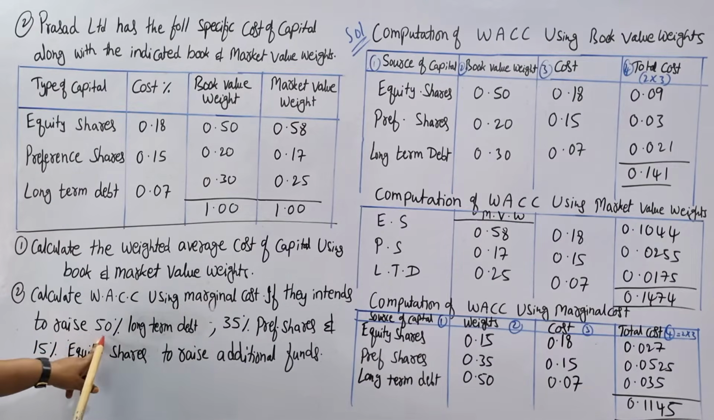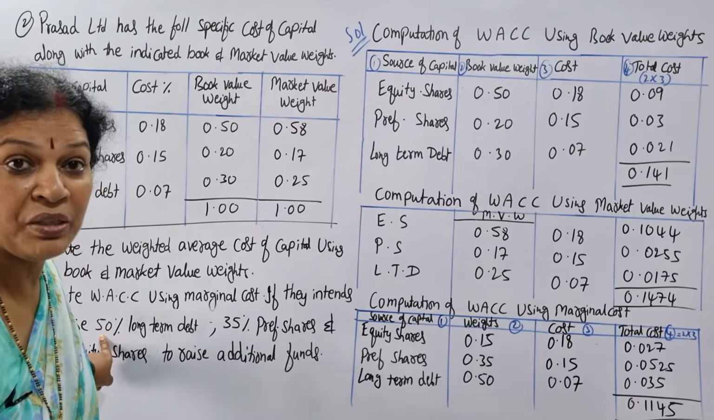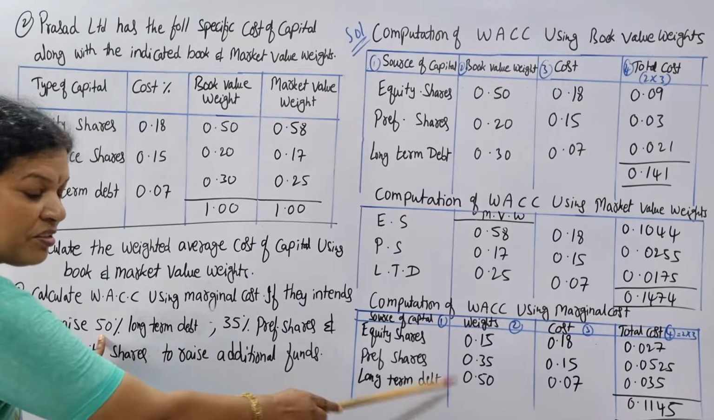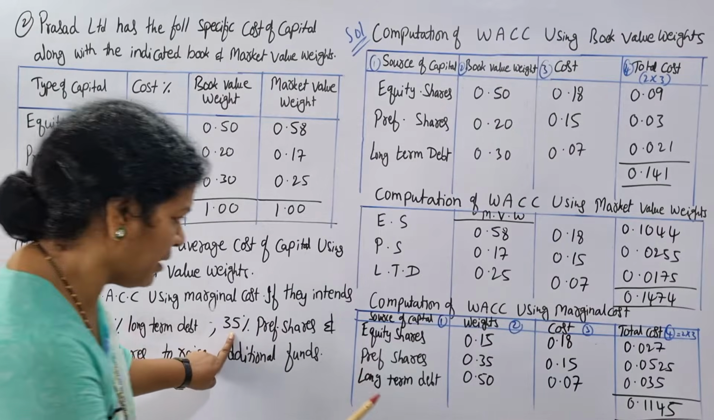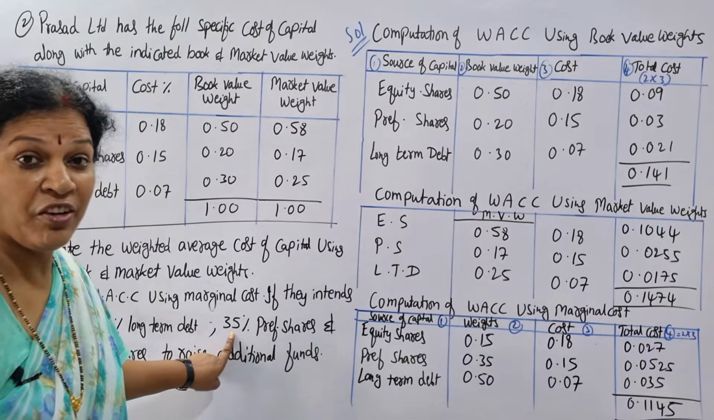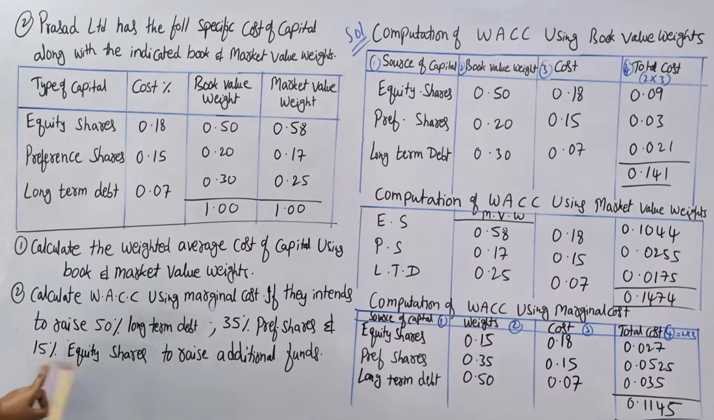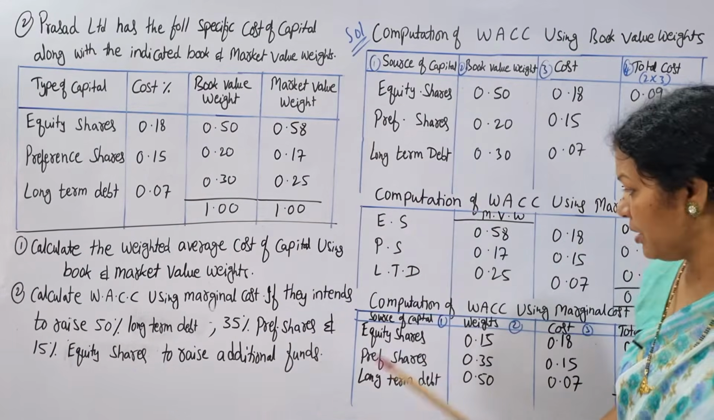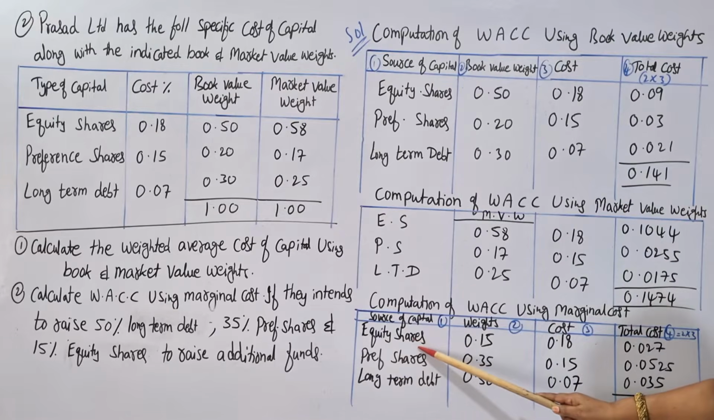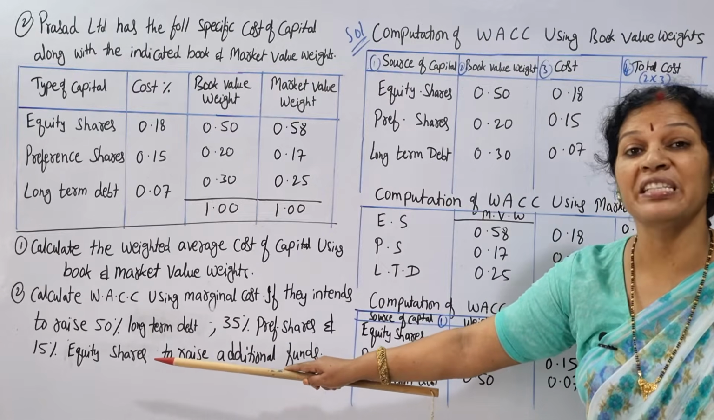Say if they want to increase 50% long-term debt, 50% means 50 by 100, so that is 0.50. And 35% preference shares means 35 by 100, which comes to 0.35. In the same way, 15% equity shares means 15 by 100, which comes to 0.15. So this is the extra weight, if they want to increase the funds.